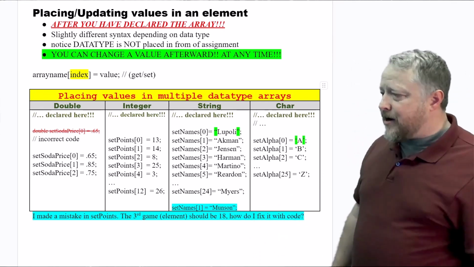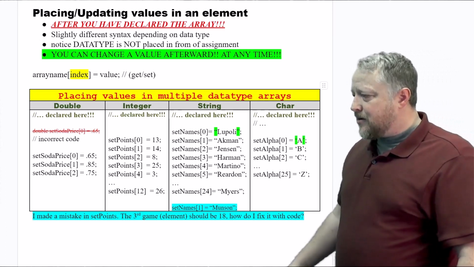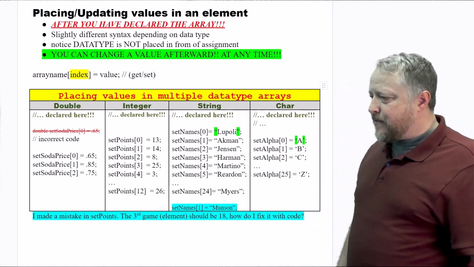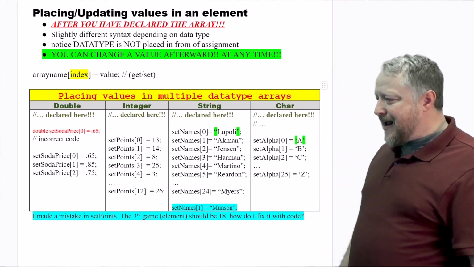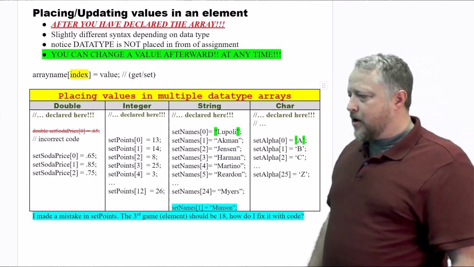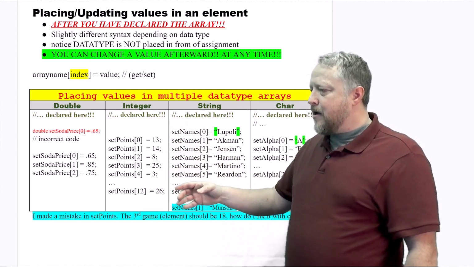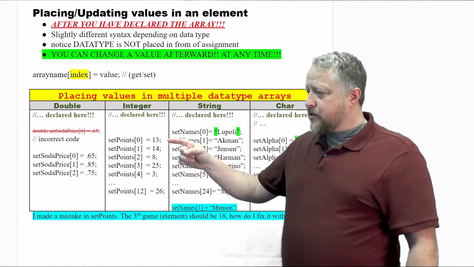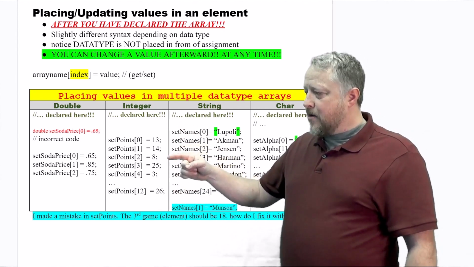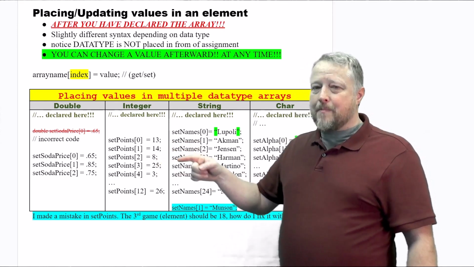So last question here: I made a mistake in set points. The third game or element should be 18. How do I fix it with the code? So that's going to be an integer because I have 18. I'm looking at this set right here. So the third game, remember, it's the first game, second game, third game. That's going to be index number 2.